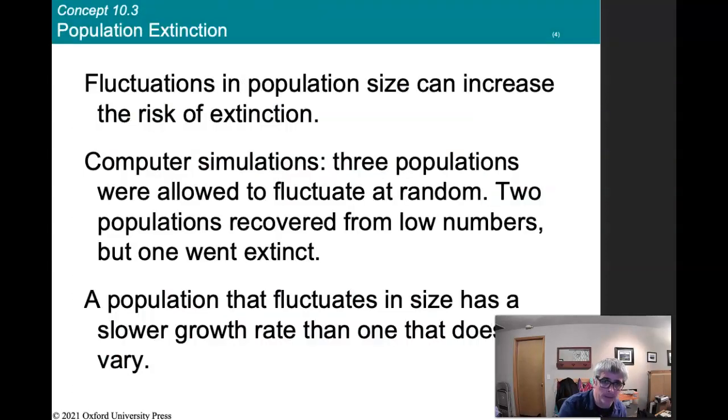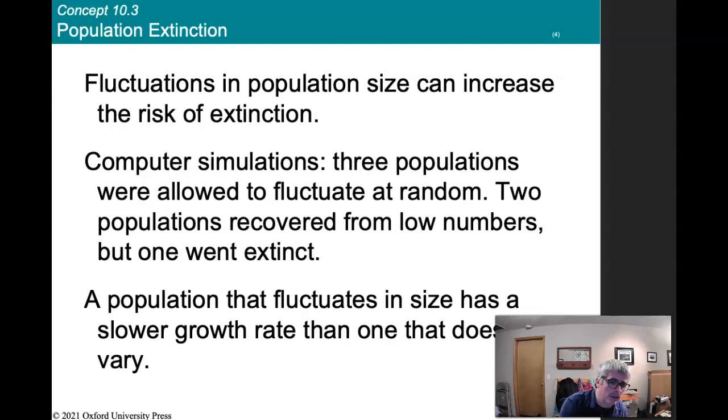Oh, going the wrong way here. Fluctuations in population size can risk extinction. Using computer simulations looking at 3 random populations where they were allowed to fluctuate, 2 populations recovered from low numbers, 1 became extinct.